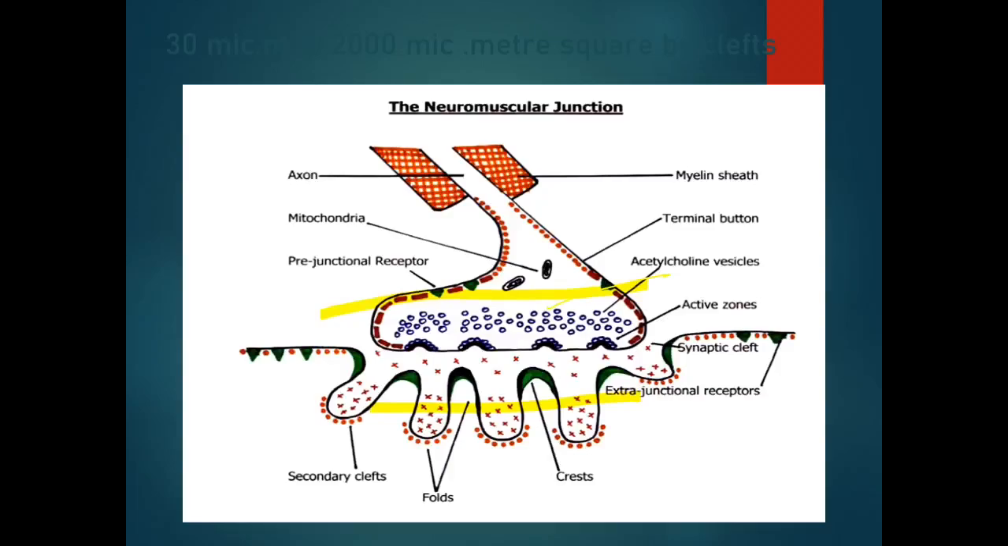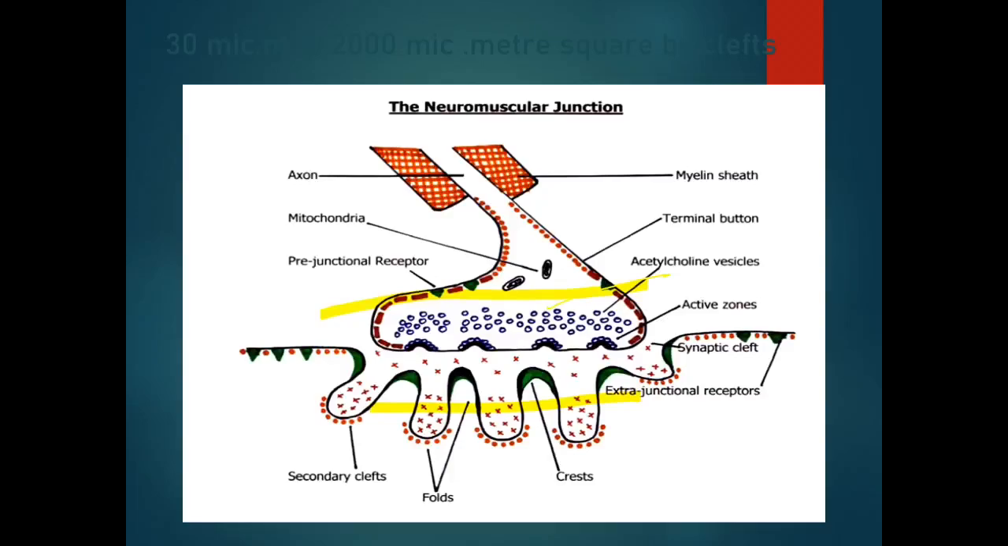And here you can see the clefts, something called the active zones. These active zones are called so mainly because much of the acetylcholine vesicles are stored in abundant quantities. Similarly, these are the crests, and these crests contain more acetylcholine receptors when compared to these folds. It is like a finger-like pattern, called folds and crests, but the crests contain more acetylcholine receptors when compared to your folds.